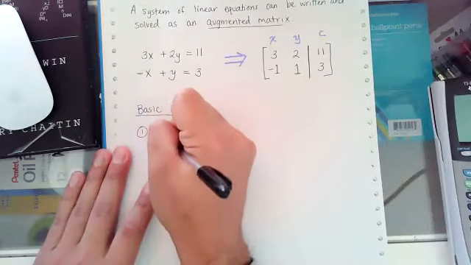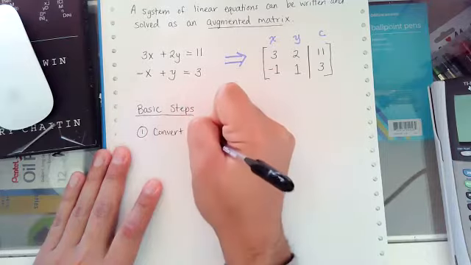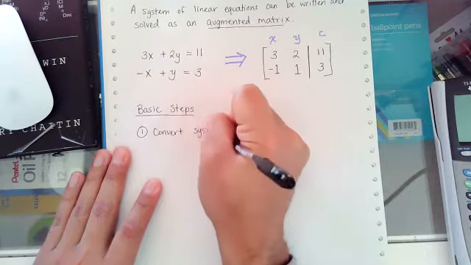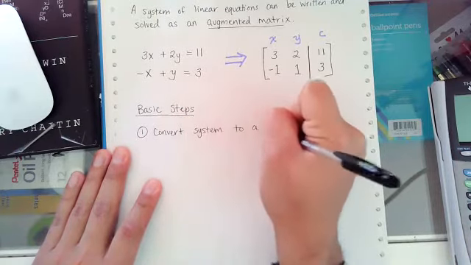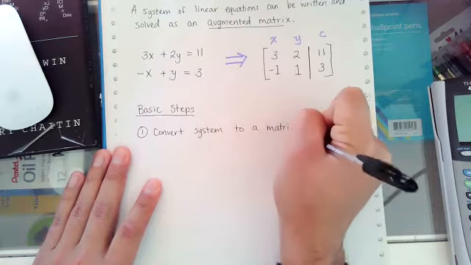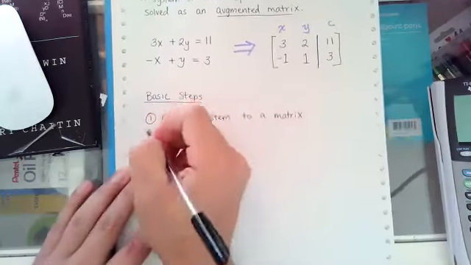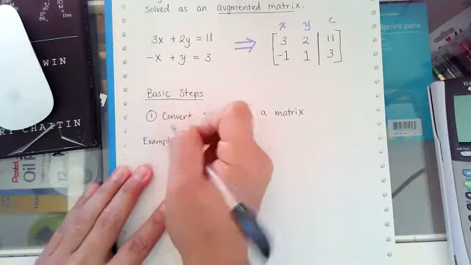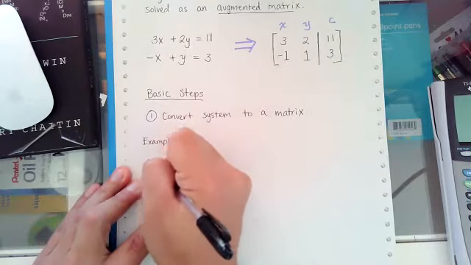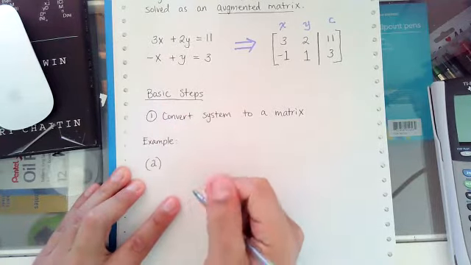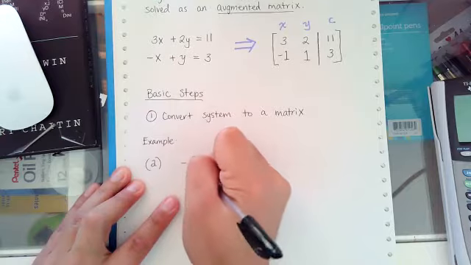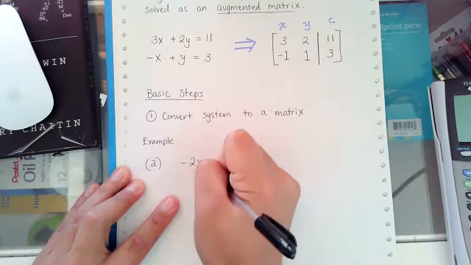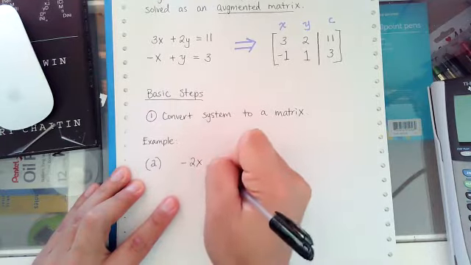Step 1, we need to convert the system to a matrix. So here will be our first example. And I'm going to write this down and then throw you guys into some breakout rooms.